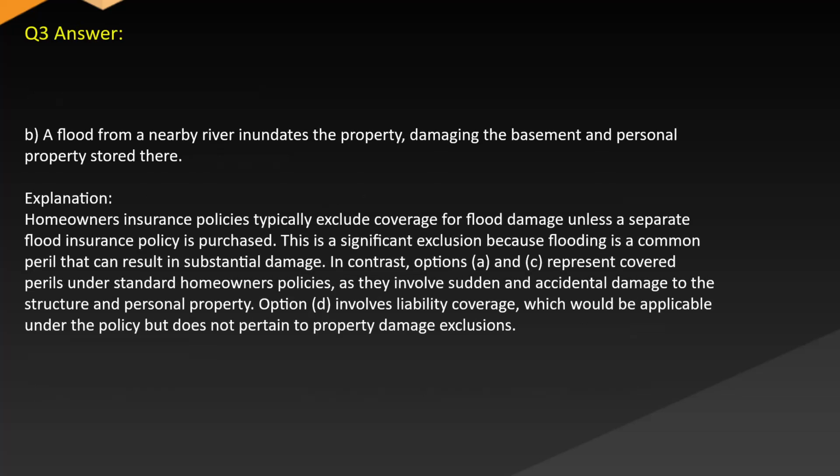Answer B. A flood from a nearby river inundates the property, damaging the basement and personal property stored there. Explanation. Homeowners insurance policies typically exclude coverage for flood damage unless a separate flood insurance policy is purchased. This is a significant exclusion because flooding is a common peril that can result in substantial damage. In contrast, options A and C represent covered perils under standard homeowners policies as they involve sudden and accidental damage to the structure and personal property. Option D involves liability coverage, which would be applicable under the policy but does not pertain to property damage exclusions.